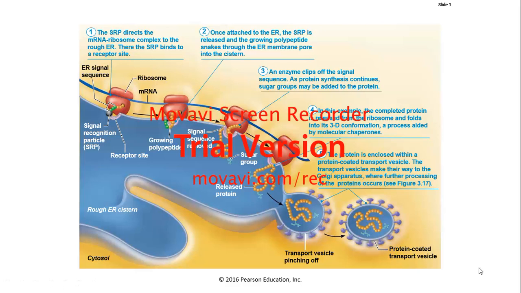Into the cisterna, and then what's going to happen is, step three, an enzyme clips off the signal sequence, and as the protein synthesis continues, sugar groups may be added to the protein. And step four, in this example, the completed protein is released from the ribosome and folds itself into its 3D conformation, a process aided by molecular chaperones, and now it's going to be transported in a vesicle, okay? So the protein is enclosed within this protein-coated transport vesicle, all right? And the transport vesicle makes its way to the Golgi apparatus, where it's going to be further processed and packaged and sent to its final destination, okay?